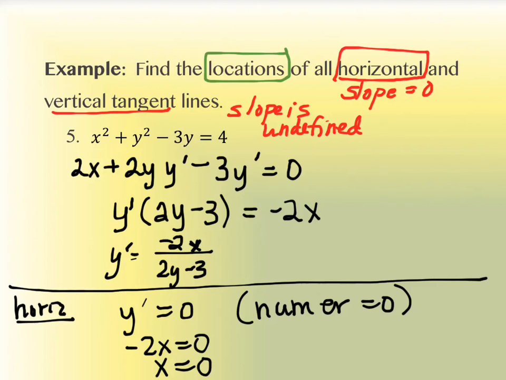All right, so that would look like, in fact, I'll go to my next screen. That would look like 0 squared plus y squared minus 3y equals 4. That's the original equation with the 0 plugged in. So now what?